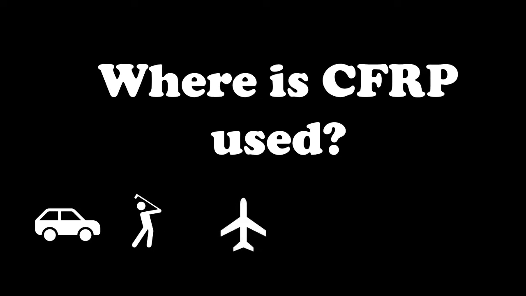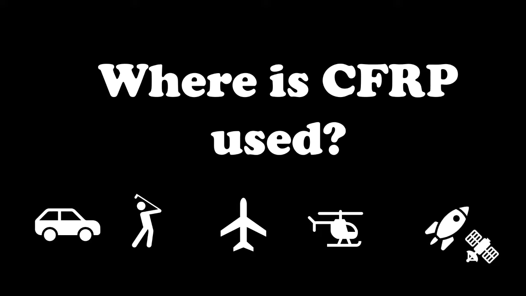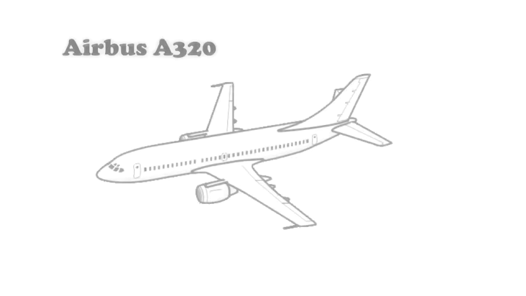So, where is CFRP used? They have been widely used in various industries. You can find it in automotive, sports equipment such as golf shafts or skis, aircraft, helicopters, and even some parts in space applications. I think you want to see some examples, so let's begin with planes.